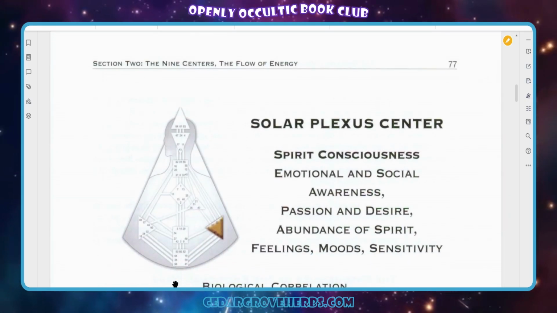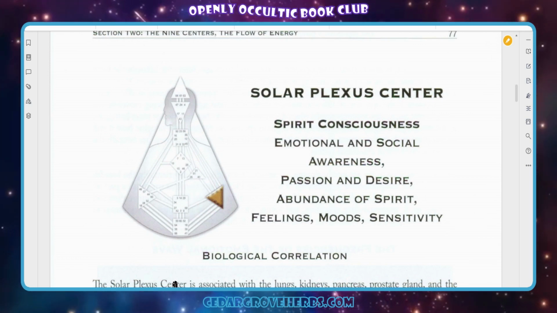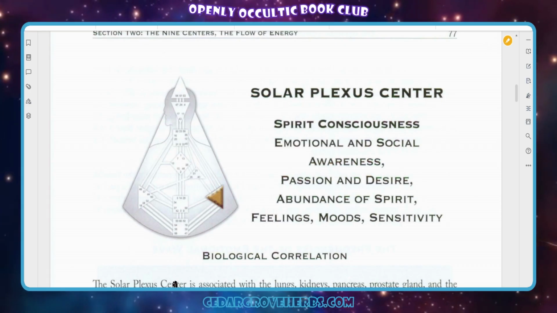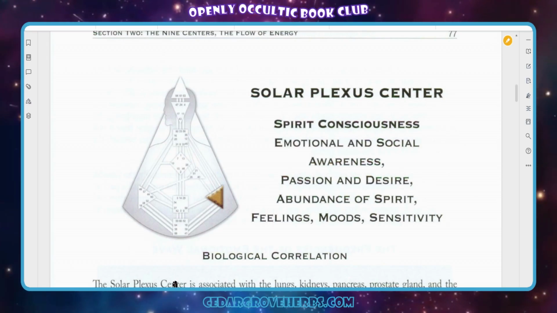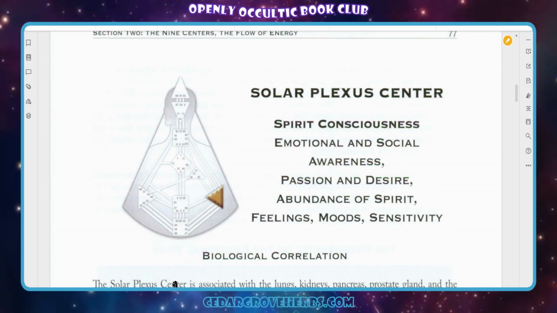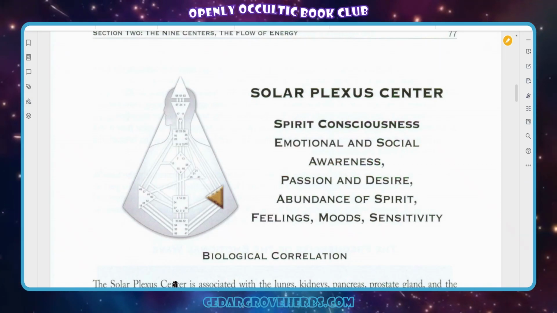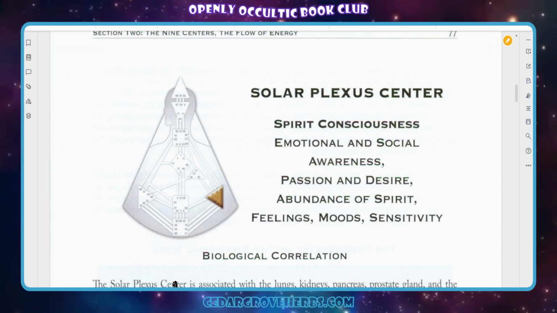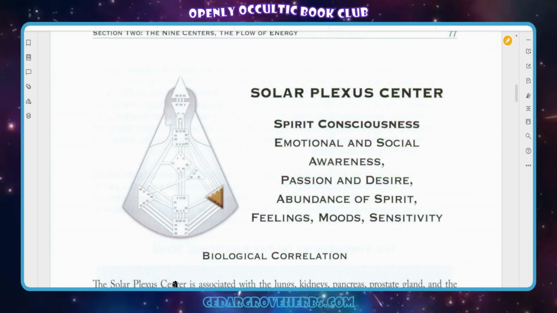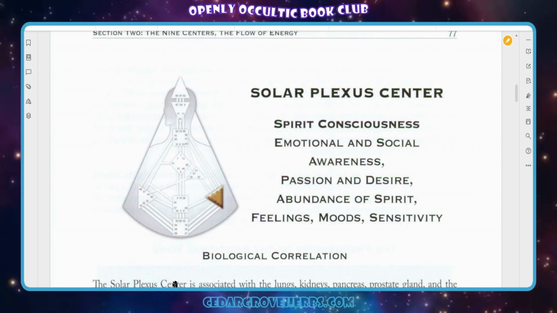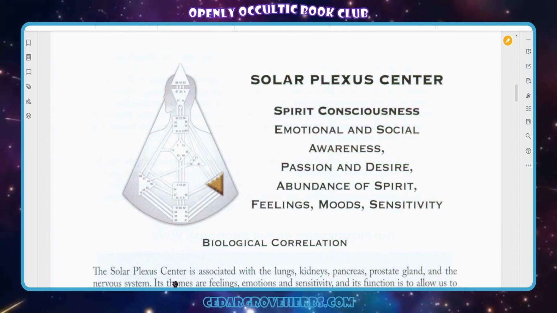So there's that. Here's the solar plexus. We have two centers left, I believe. We did the head, the root, the spleen, the throat, and the ajna. Now we're on the solar plexus. Then we'll have the G center and the heart. Hmm, the sacral? Did we do the sacral? Anyway, here's the solar plexus center.